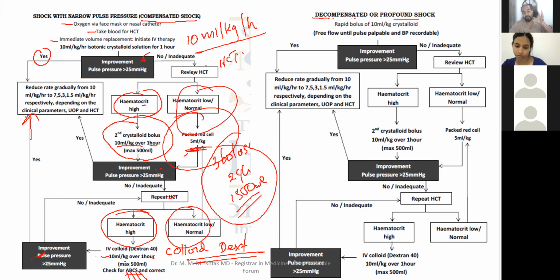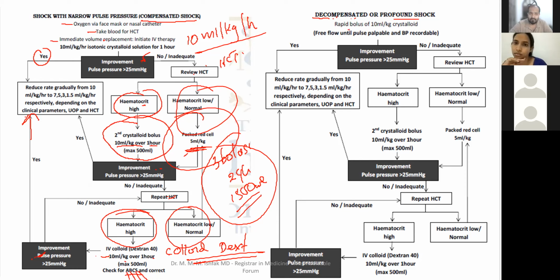So when the hematocrit is rising, think about leak. When the hematocrit is dropping, think about bleeding, right? Hemoglobin might be normal, guys, but you need to make sure that if the hematocrit is dropping, that's an indication for blood transfusion. Now, what is different from narrow pulse pressure to decompensated or profound shock?